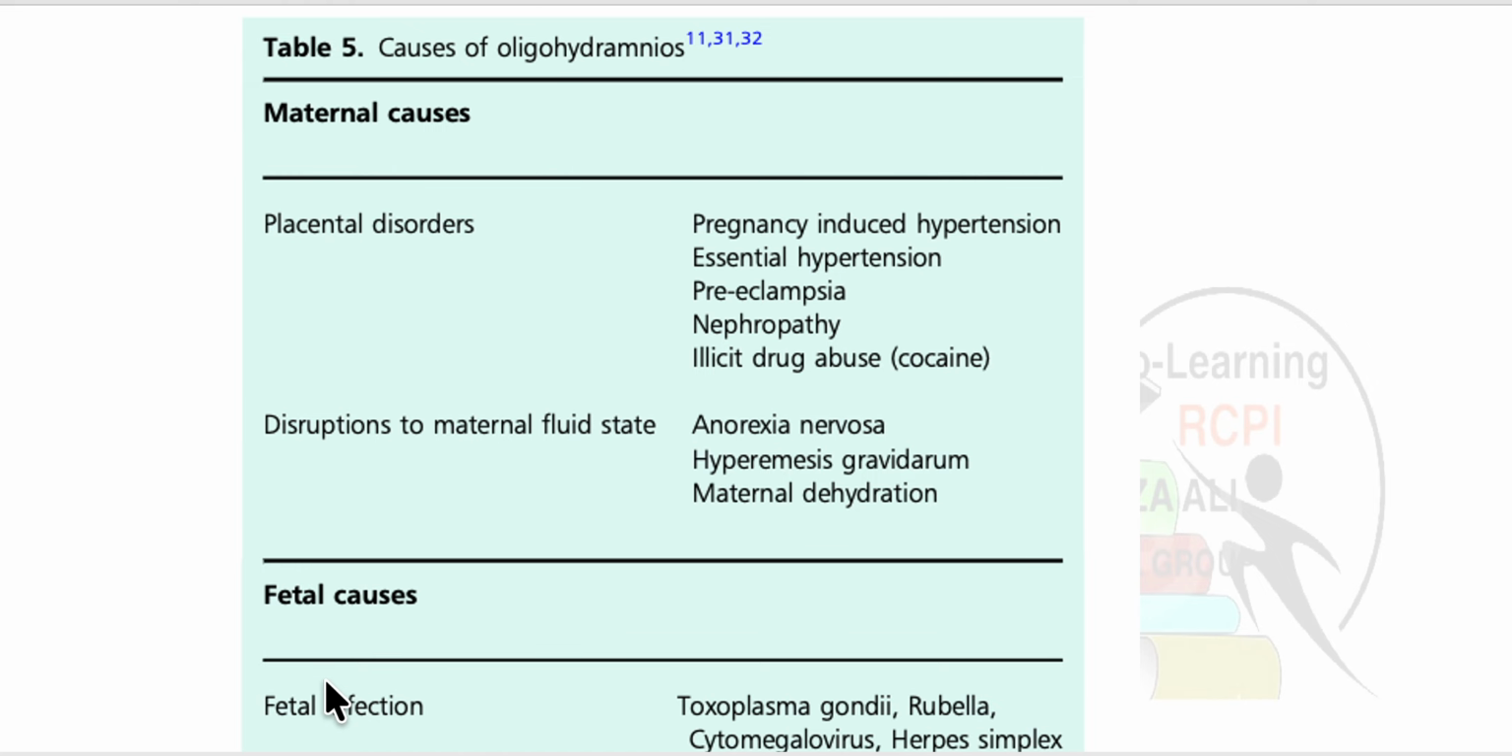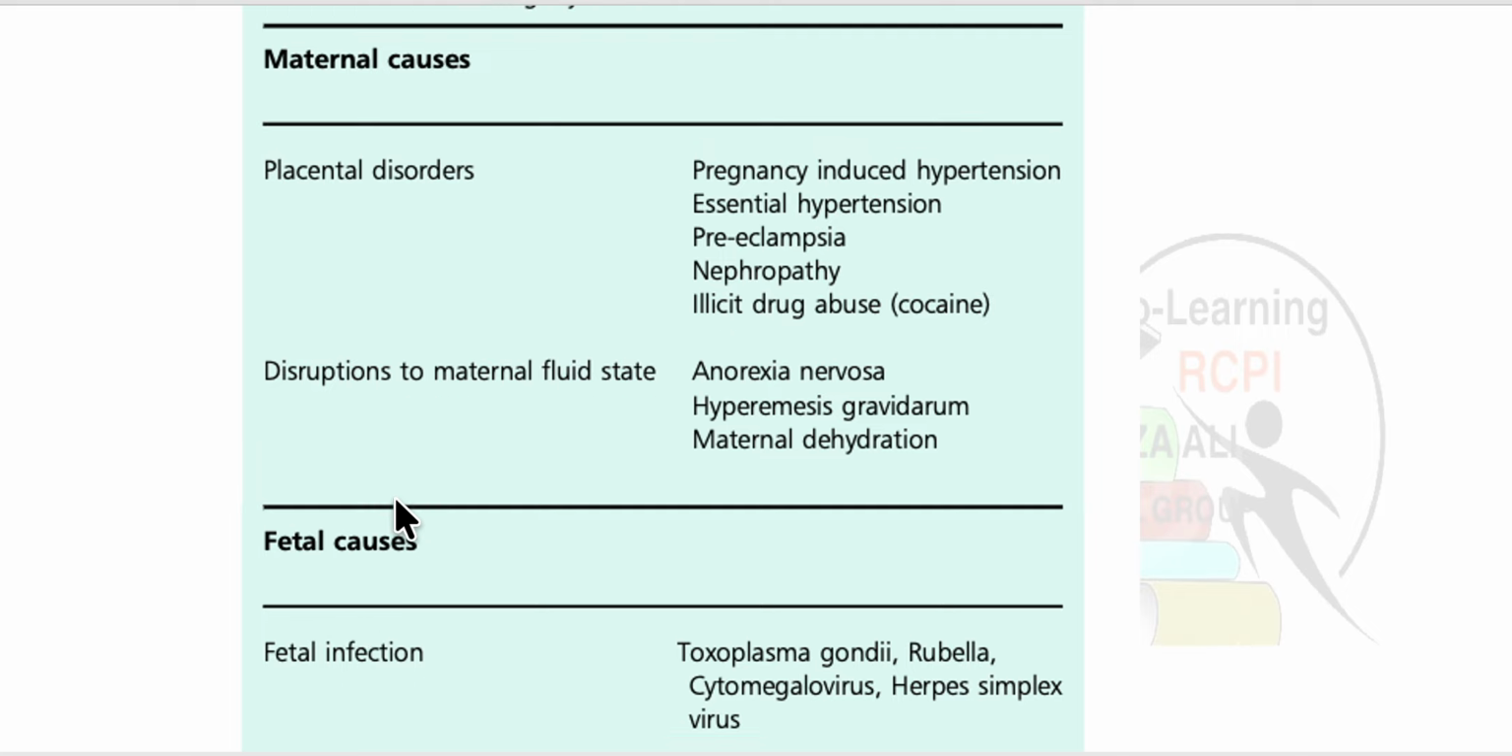Maternal causes means placental disorders. So we have to know what the placental disorders are. It can be pregnancy induced hypertension, essential hypertension, or maybe she has some nephrological problem, or disruption to the maternal fluid state, like anorexia nervosa, hyperemesis gravidarum, means she is vomiting and maybe dehydrated. This is one of the causes of oligohydramnios.